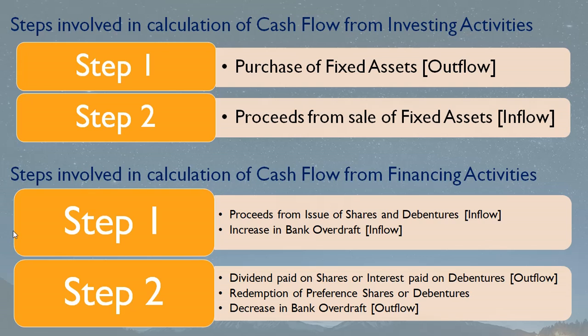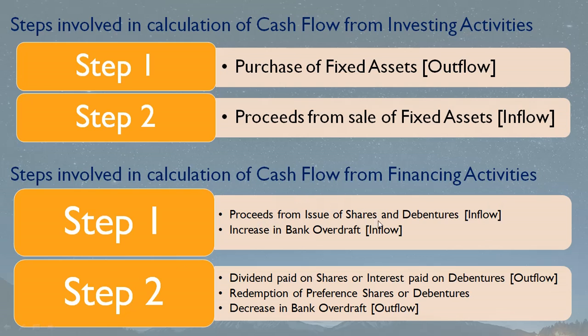So we already know that in investing activities, it actually involves the purchase and sale of fixed assets. Okay, so when we purchase fixed assets, it is called outflow, because the cash is going out, isn't it? So when we sell fixed assets, cash comes in. That is the inflow of cash. And this, cash flow from financing activities.